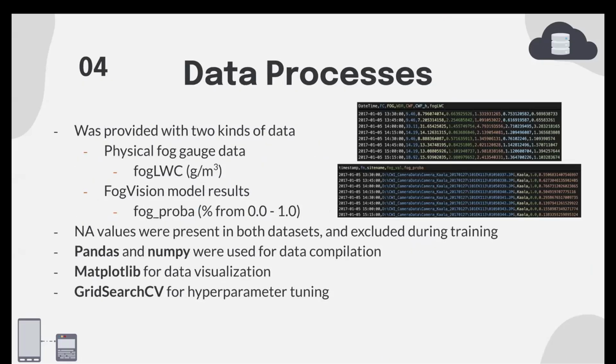We were provided with two kinds of data. There was physical fog gauge data, with fog LWC measured in grams per cubic meter, which tells us how much the gauge detected during each 15-minute interval. I also got the Fog Vision model results, which gave a fog probability from 0 to 1, where anything above 0.5 means there was fog. There were NA values in both data sets, and I filtered those out during training. I then used Pandas, NumPy, Matplotlib, and GridSearchCV for data compilation, visualization, and hyperparameter tuning.